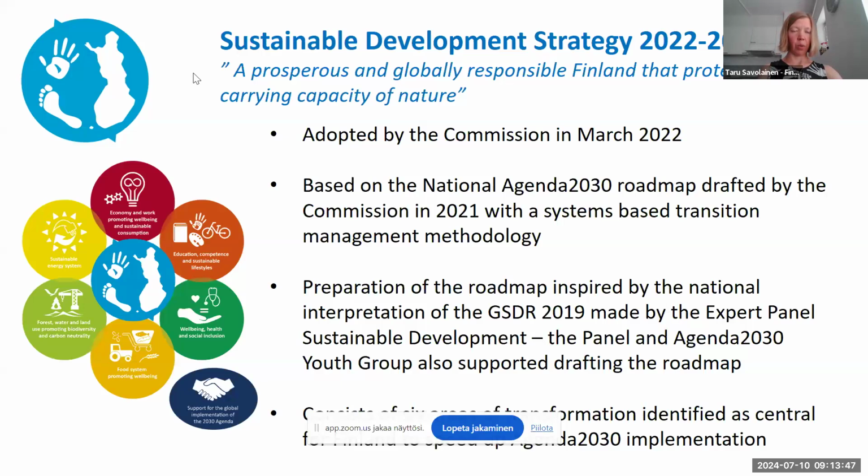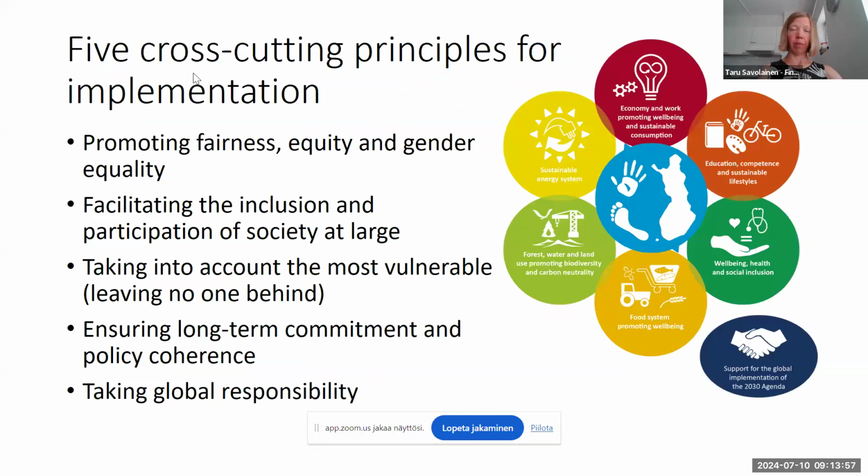And then to perhaps have a look at the areas of transformation inside the strategy, which are 6 of them. Oh yeah, and first the cross-cutting principles, which are fairness, inclusion and participation, leaving no one behind, and then policy coherence, and of course, as an integral part of Agenda 2030 itself, taking global responsibility.